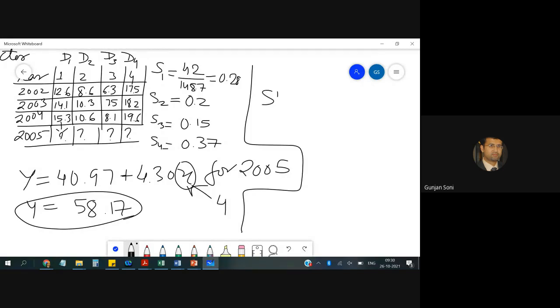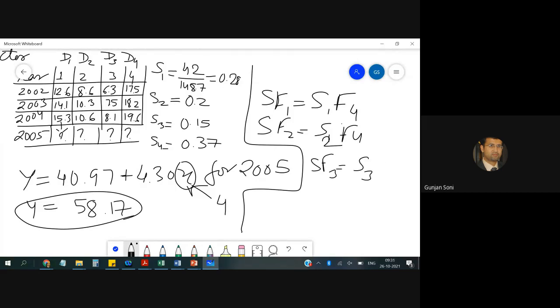So the seasonality corrected factor SF1 we say is S1 into F4, forecast for the fourth year. SF2 will be S2 into F4. SF3 will be S3 into F4. And SF4 will be S4 into F4, where F4 represents the forecasted demand for the fourth year based on the trend line. Okay, so we quickly get these values.